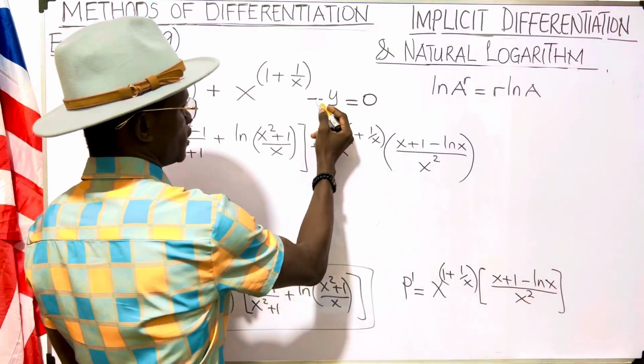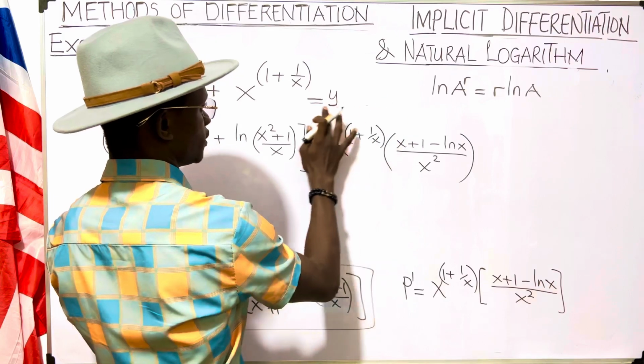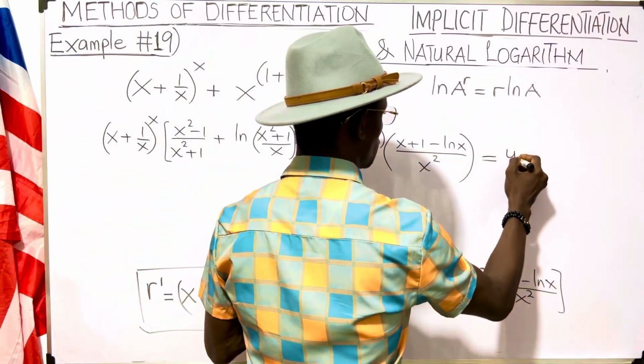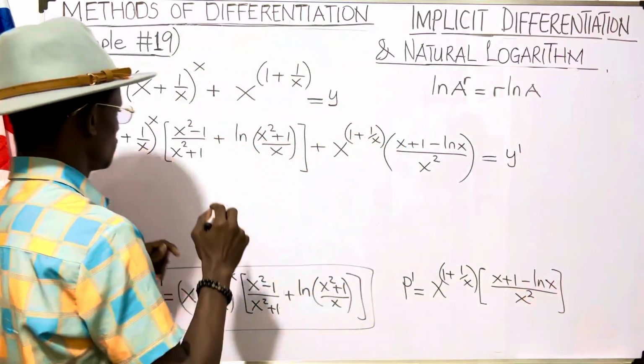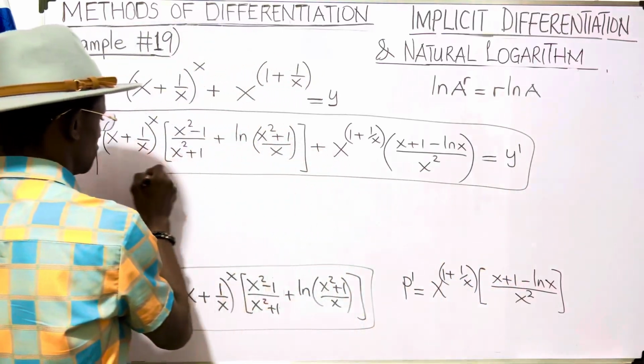And then if we send this y across the equal sign, we're just going to have positive y, just like this. So what's the derivative of y? It just equals to y prime. So this is our final answer for this problem.